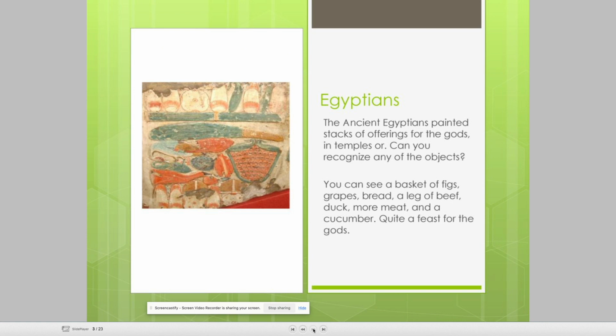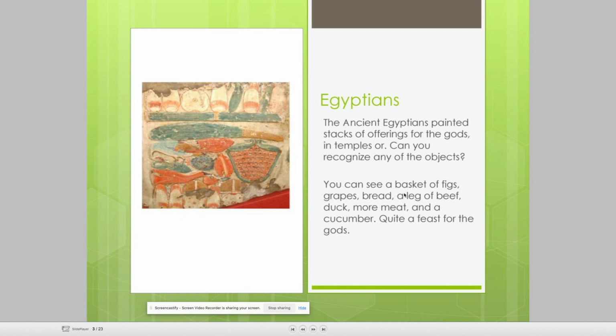The still life goes back all the way to the Egyptians. The ancient Egyptians painted stacks of offerings for the gods in temples. Can you recognize any of these objects? Right here, it looks like some sort of basket, some sort of animals. Looks like maybe a weapon possibly to protect them.